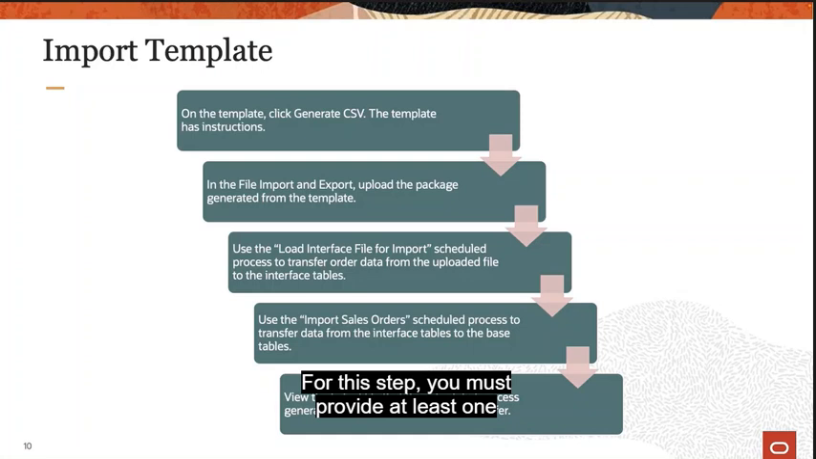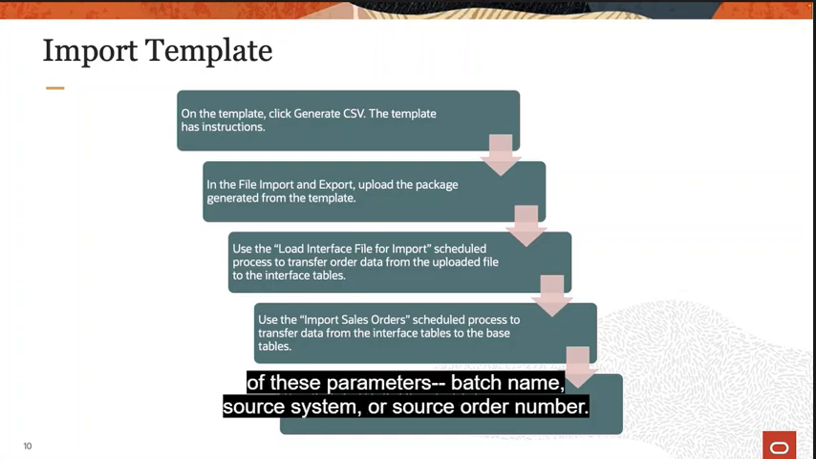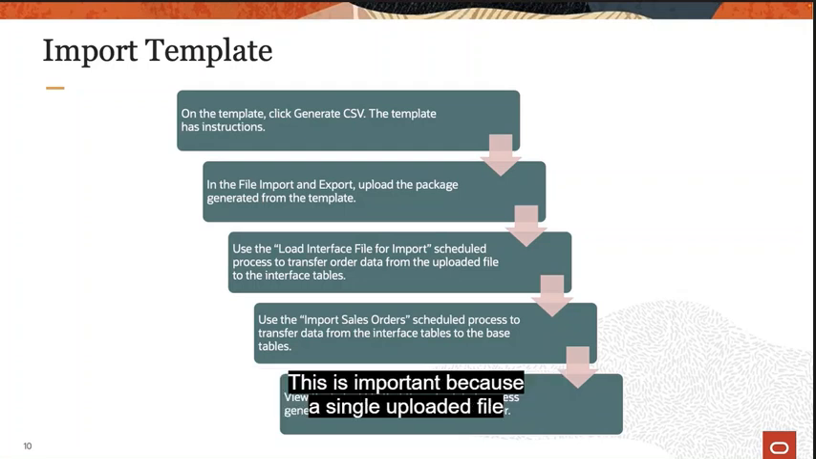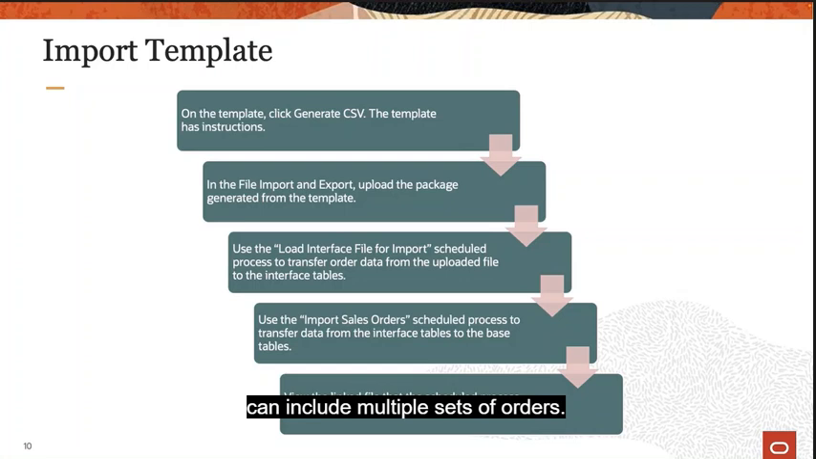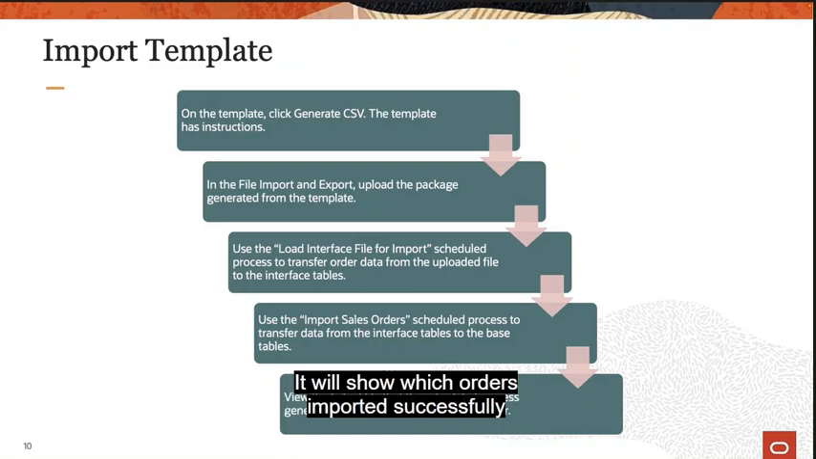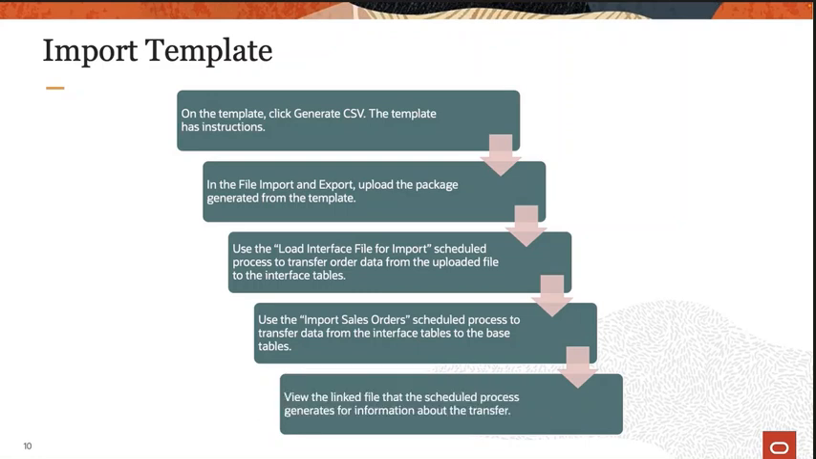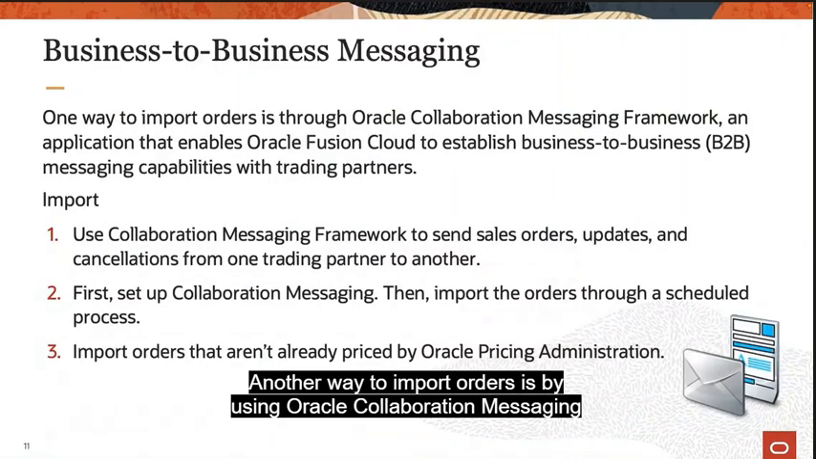For this step, you must provide at least one of these parameters: batch name, source system, or source order number. This is important because a single uploaded file can include multiple sets of orders. Finally, review the log output. It will show which orders imported successfully and which ones failed, along with the error details that you'll need to troubleshoot.